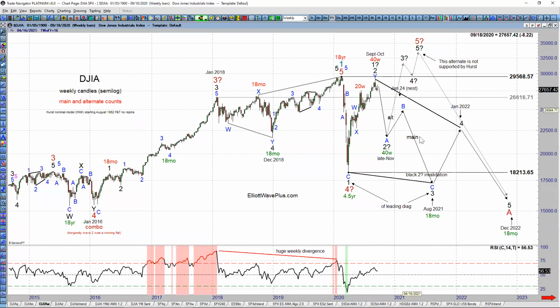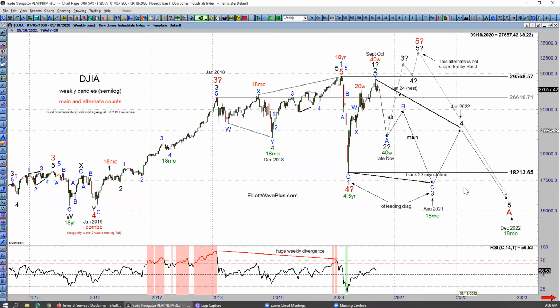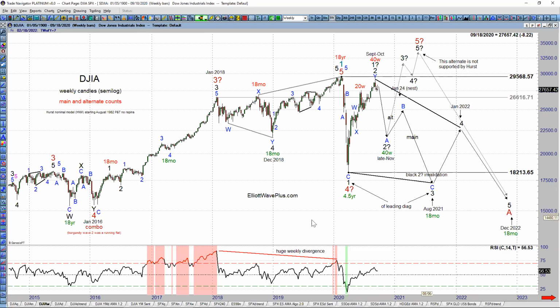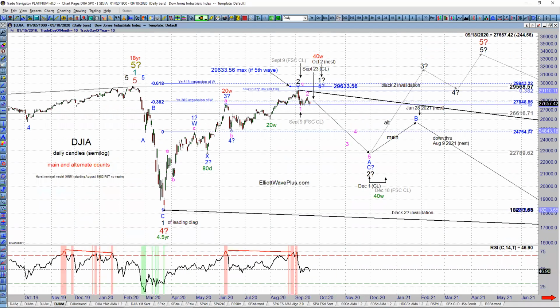So it's a little bit of a difficult expectation, but for now I'm sticking with it. Seems to be working. And then moving into the daily chart, I have a main and an alternate.